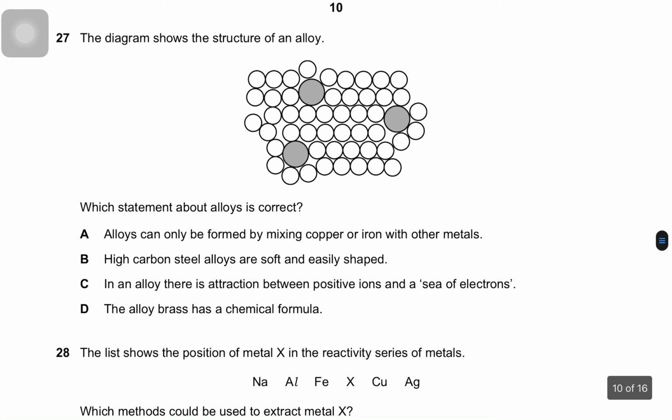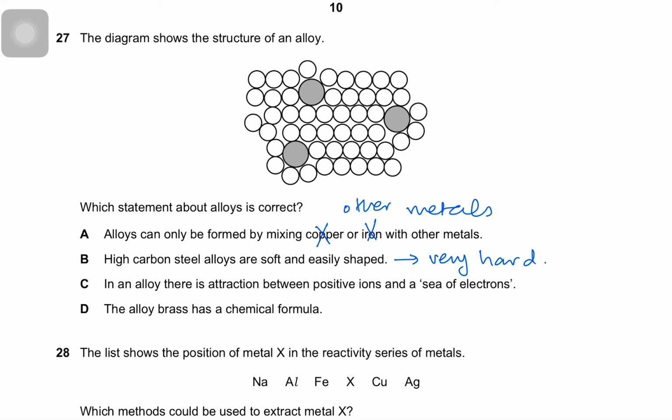Question 27 says, which statement about alloys is correct? Alloys can only be formed by mixing copper or iron with other metals. No. There can be other metals over here. High carbon steel alloys are soft and easily shaped. No. If they have high carbon, they are very hard, and sometimes stainless.